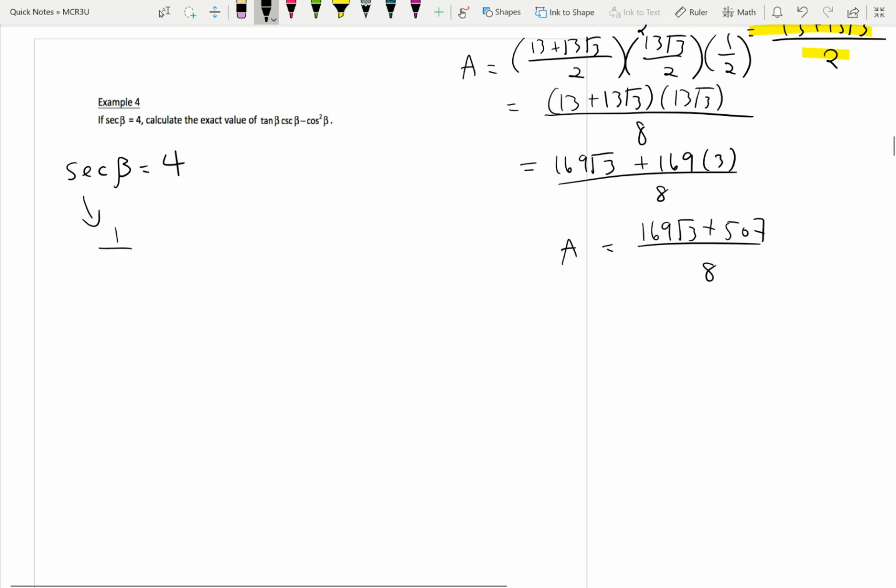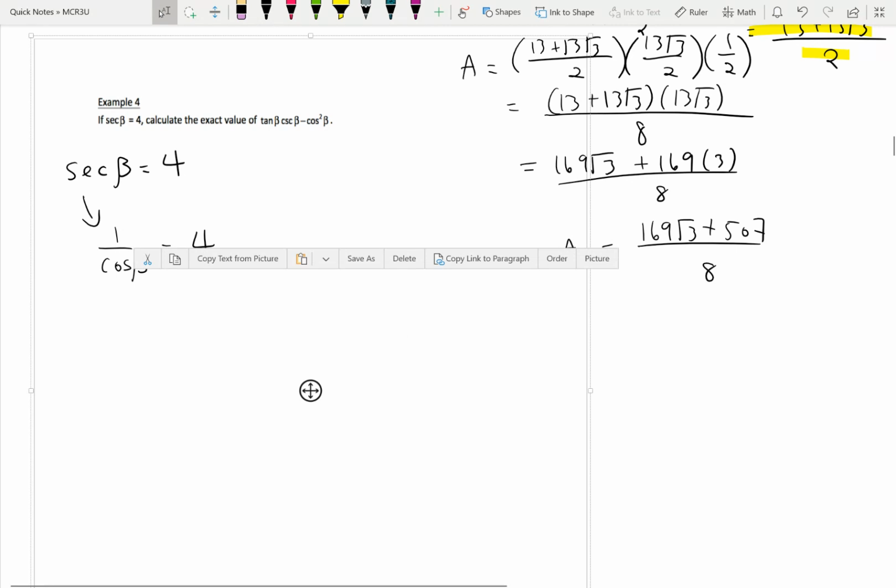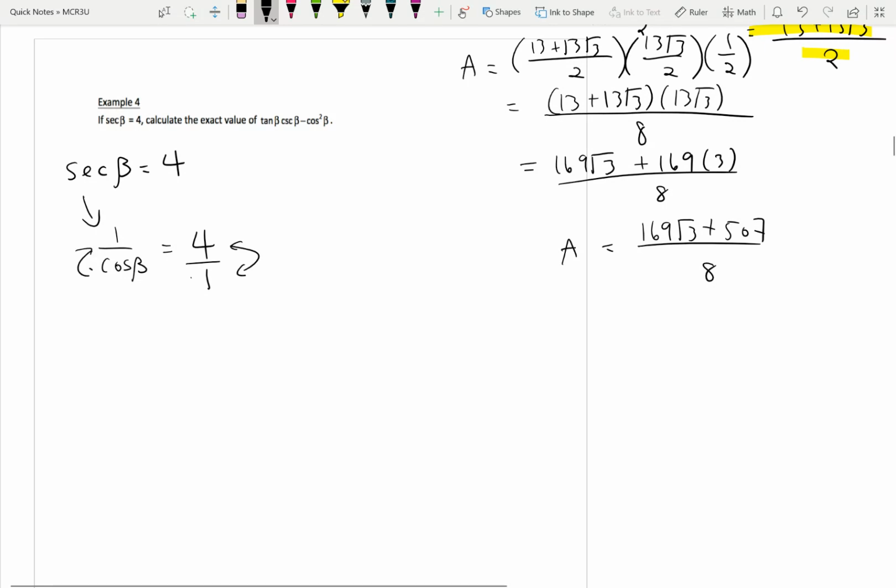So for you to work with secant, you have to understand that secant is the same as 1 over cos beta. Okay? And if that equals 4, that means 1 over cos beta equals 4. Okay? How do I then kind of release this cos beta? Well, I can write this 4 as 4 over 1. And then I am just going to flip both sides. So then cos beta is actually equal to 1 over 4.